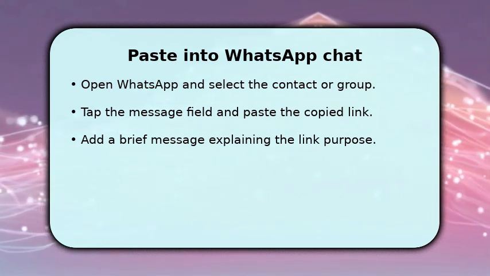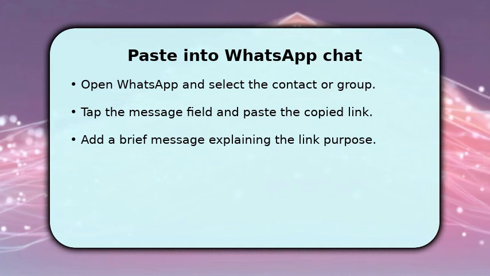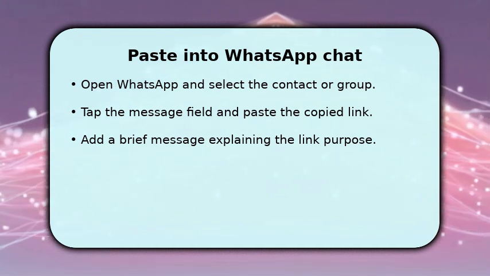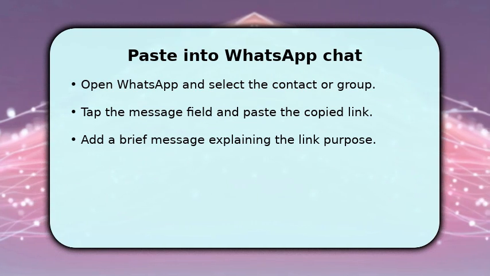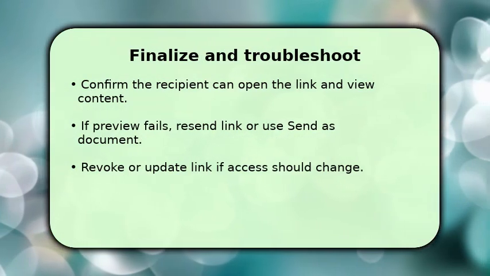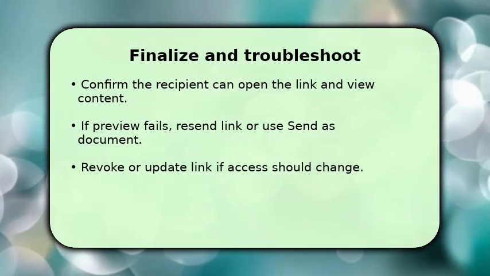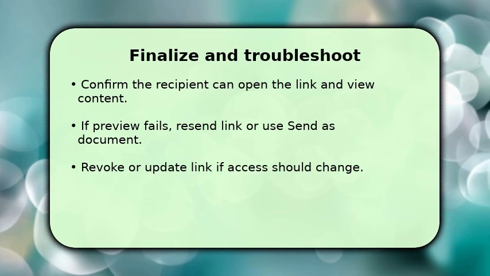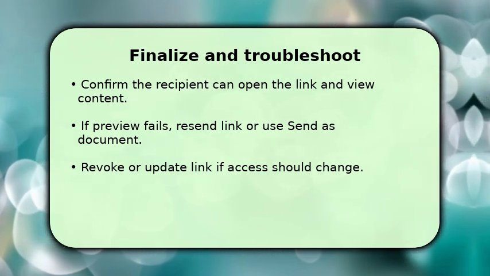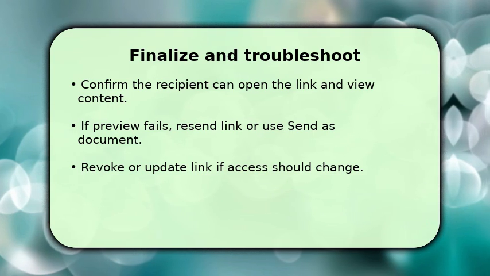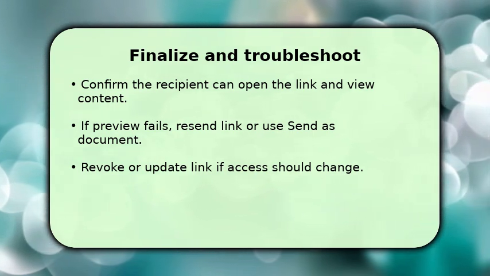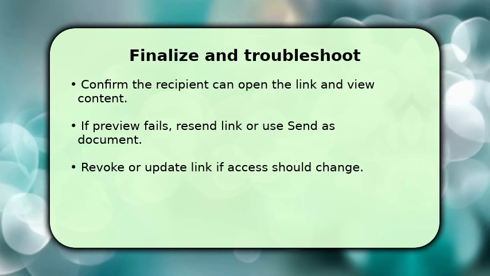Once done, hit send. If you want wider reach, repeat this in status or broadcast lists using the same paste workflow. Finish by asking the recipient to confirm they can open the link. This prevents wasted back and forth. If WhatsApp doesn't generate a preview, try sending the link as a document or pasting it with a short message. Sometimes previews fail due to meta tags.